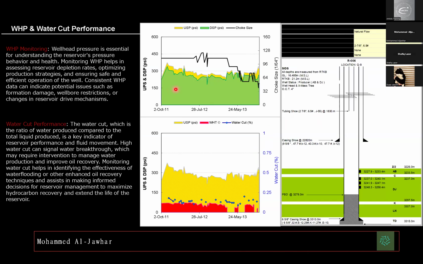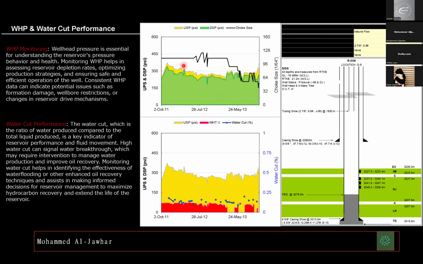So one of the techniques is wellhead pressure and water cut performance. So you have a certain well perforated in your reservoir. You have to follow all the data in hand because of the new technologies and sensors installed, for instance, the SCADA system. So in your hand is a powerful tool to see the performance of your well.